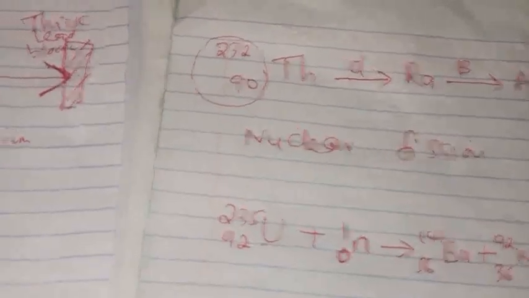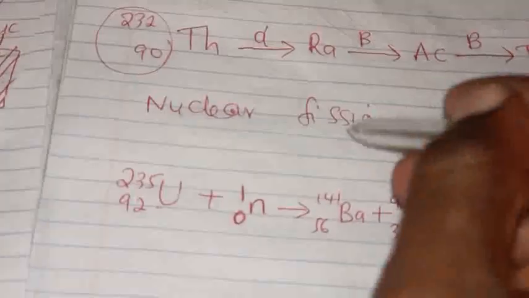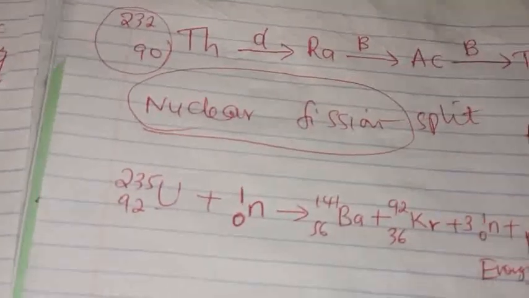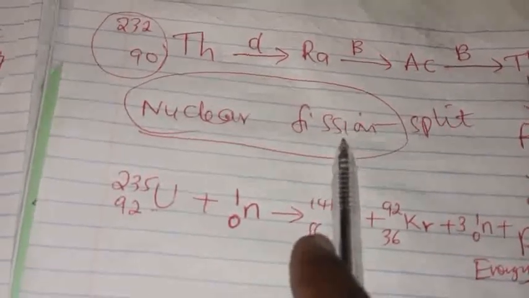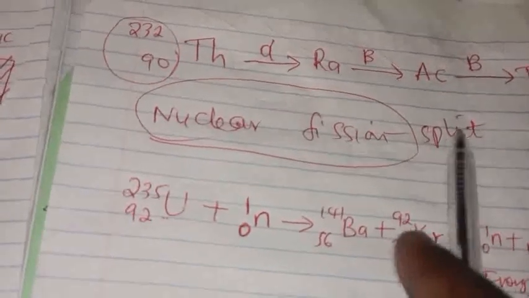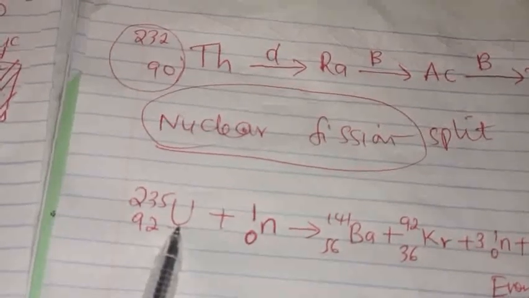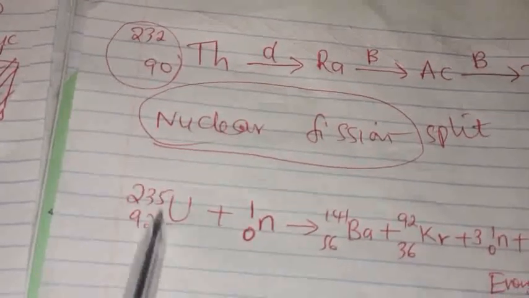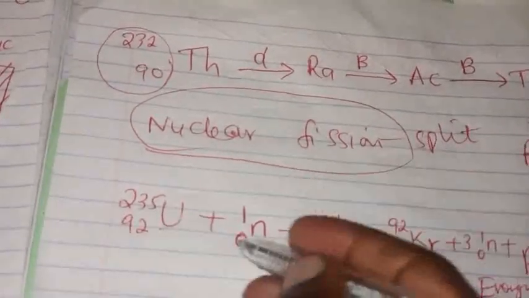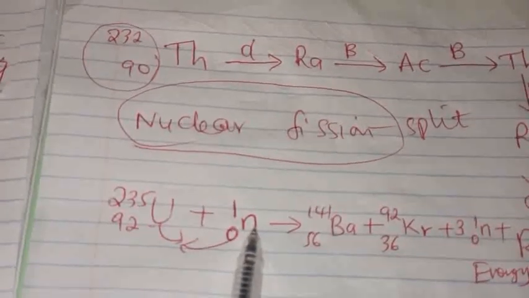So look at this equation. This is nuclear fission. And of course, the word fission means split. So nuclear fission means splitting, and that means a radioactive nuclide ends up splitting. A heavy, radioactive nuclide ends up splitting when it gets bombarded by a fast-moving, high-energy neutron.